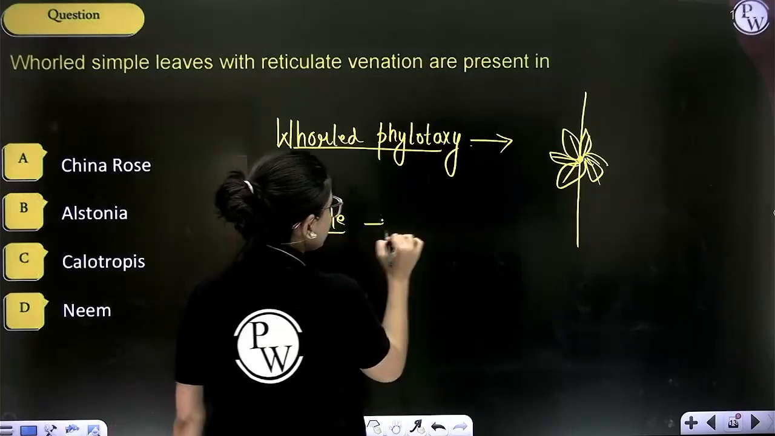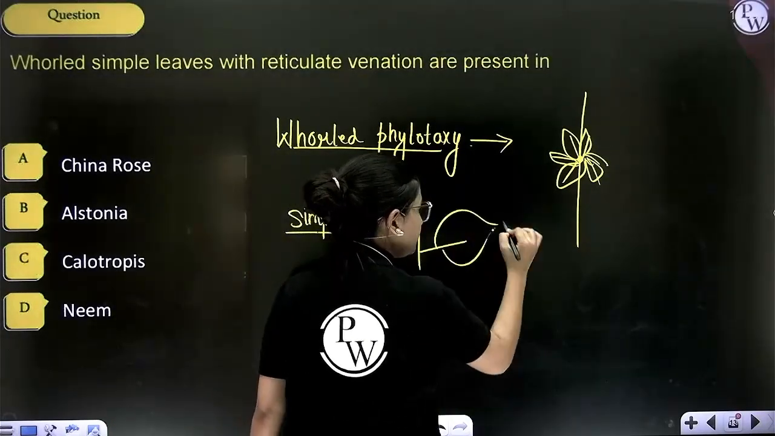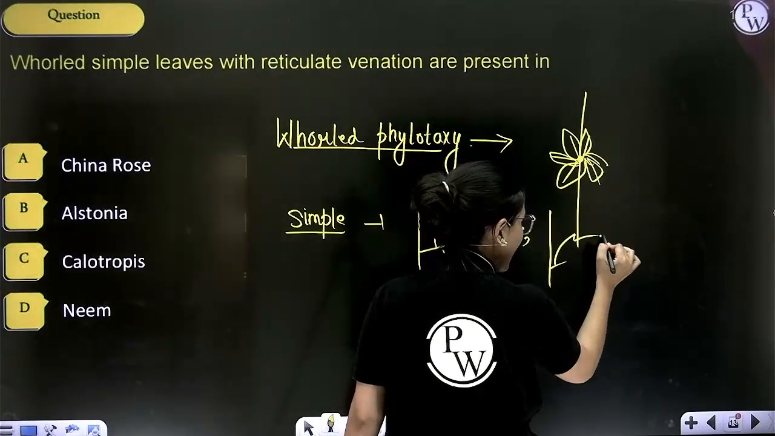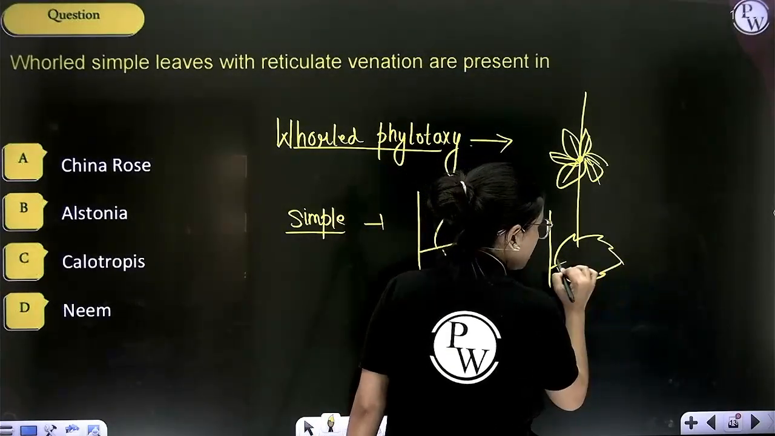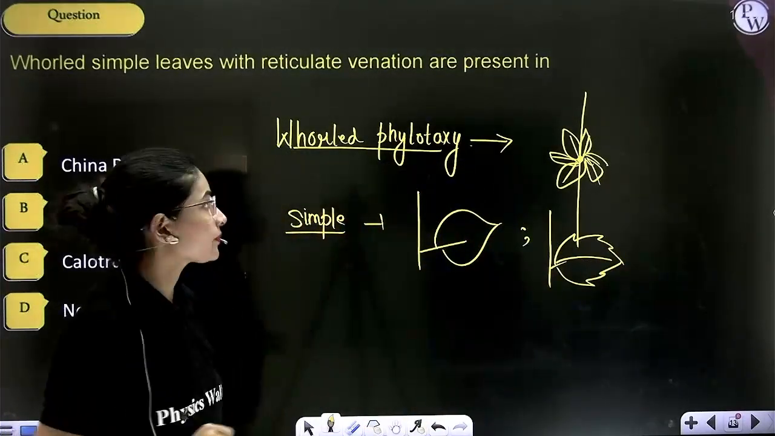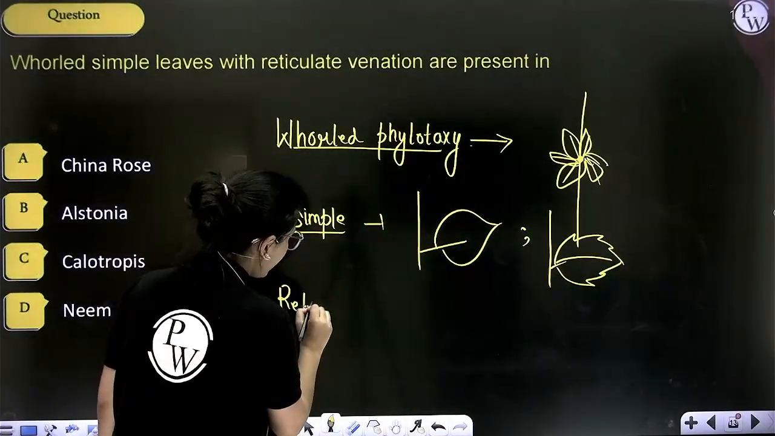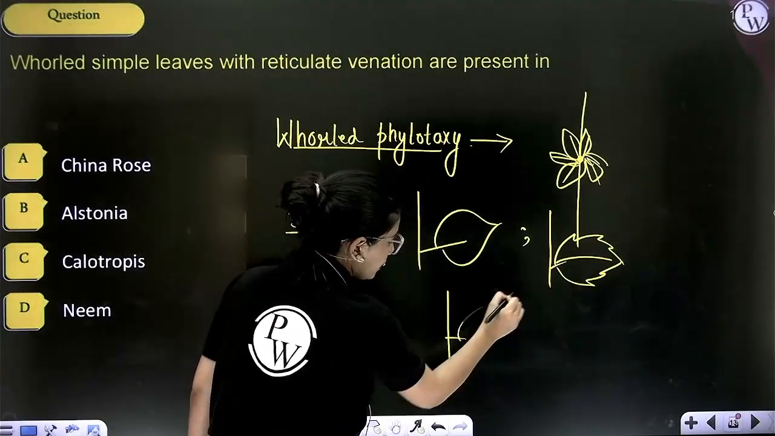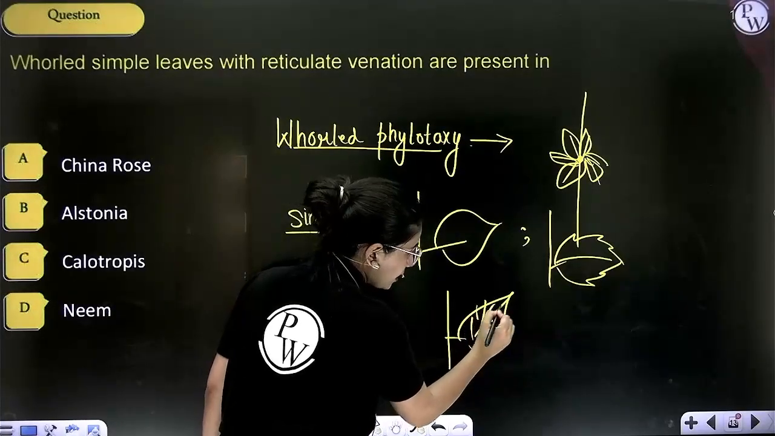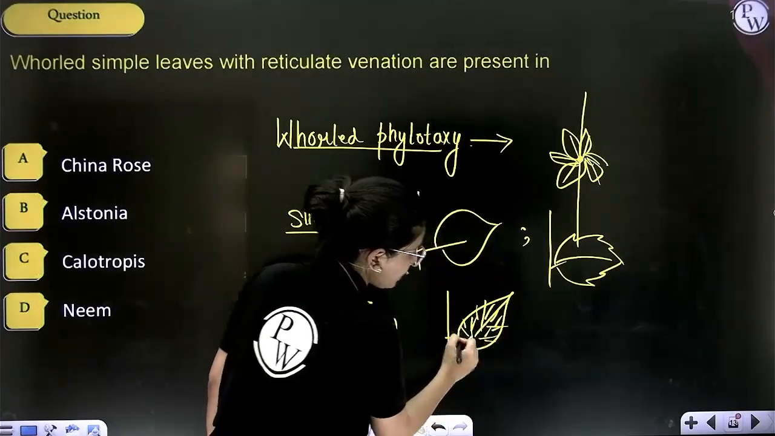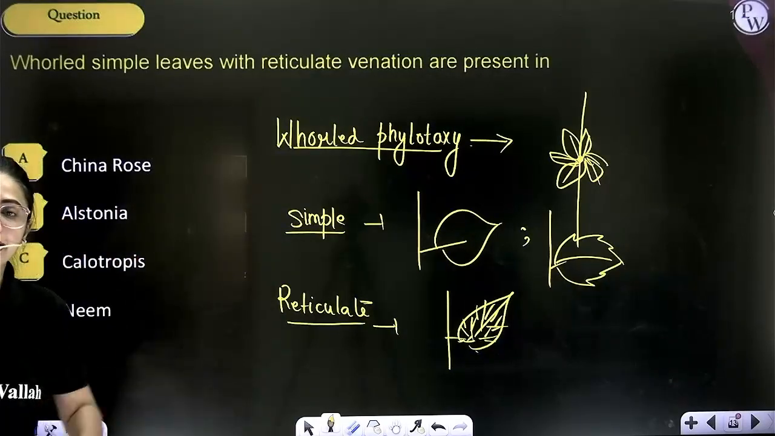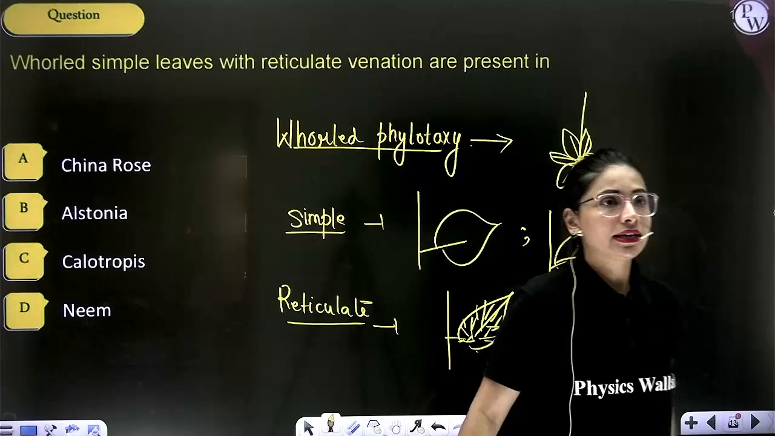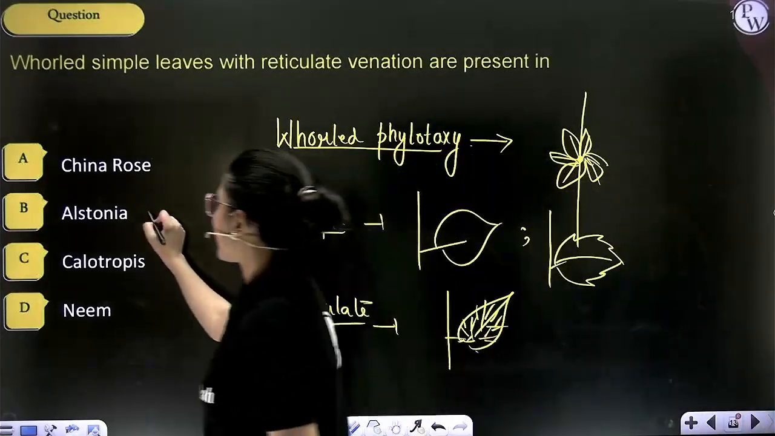Simple leaf means that either the margin of the leaf is smooth like this or the margin has incisions, but the incision is not touching the midrib, correct? Reticulate venation means that the veins and veinlets are arranged in a crisscross manner, in a network manner, which is basically a feature of dicots. So the answer becomes Alstonia.